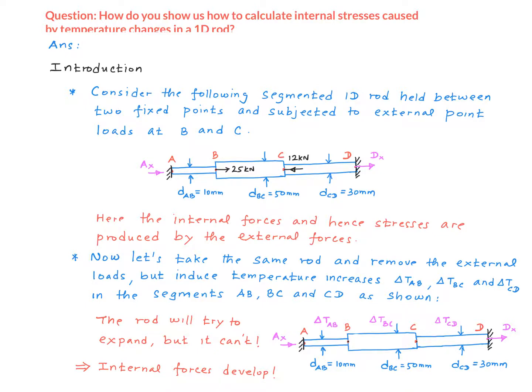So this is how temperature changes produce internal stresses in 1D rods. If these temperature changes increase, then the overall length of the rod will try to increase, and therefore compressive stresses will develop at the supports. On the other hand, if these decrease, then the overall length of the rod will try to decrease, and therefore there will be tensile support reactions at points A and D. Either way, there's going to be internal forces in the rod.